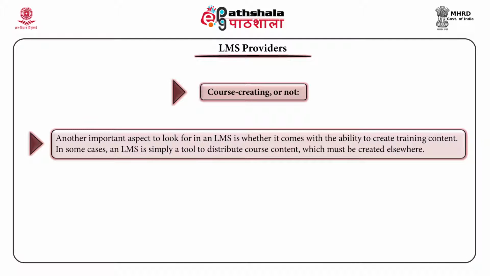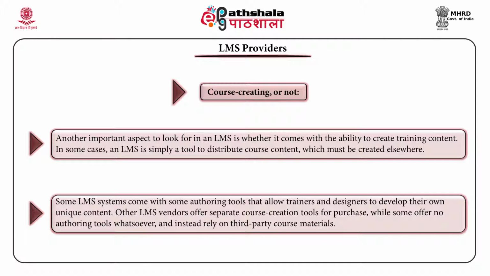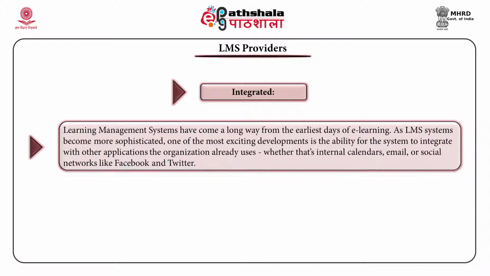Another important aspect to look for in an LMS is whether it comes with the ability to create training content. In some cases, an LMS is simply a tool to distribute course content which must be created elsewhere. Some LMS systems come with authoring tools that allow trainers and designers to develop their own unique content. Other LMS vendors give separate course creation tools for purchase, while some offer no authoring tools whatsoever and rely on third-party course materials. Learning management systems have come a long way from the earliest days of e-learning.